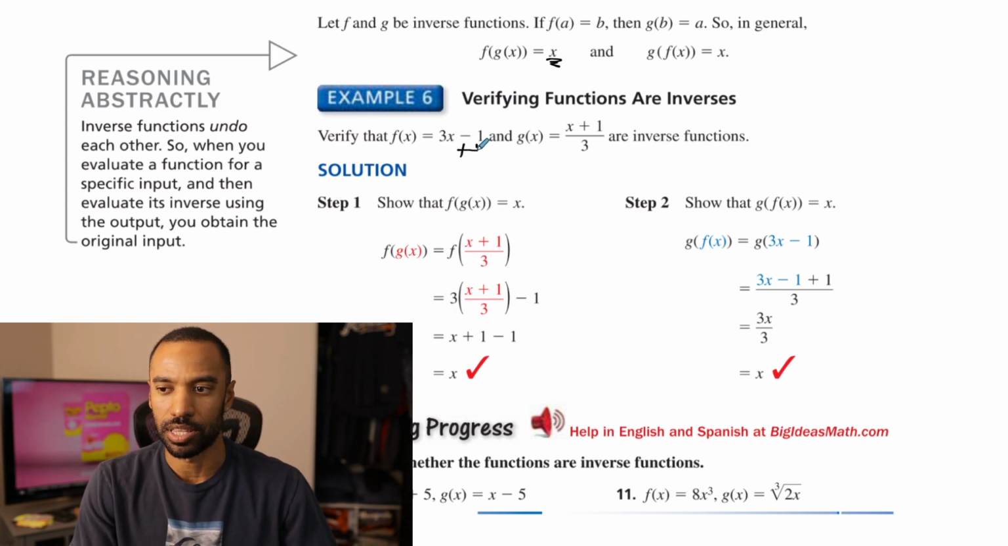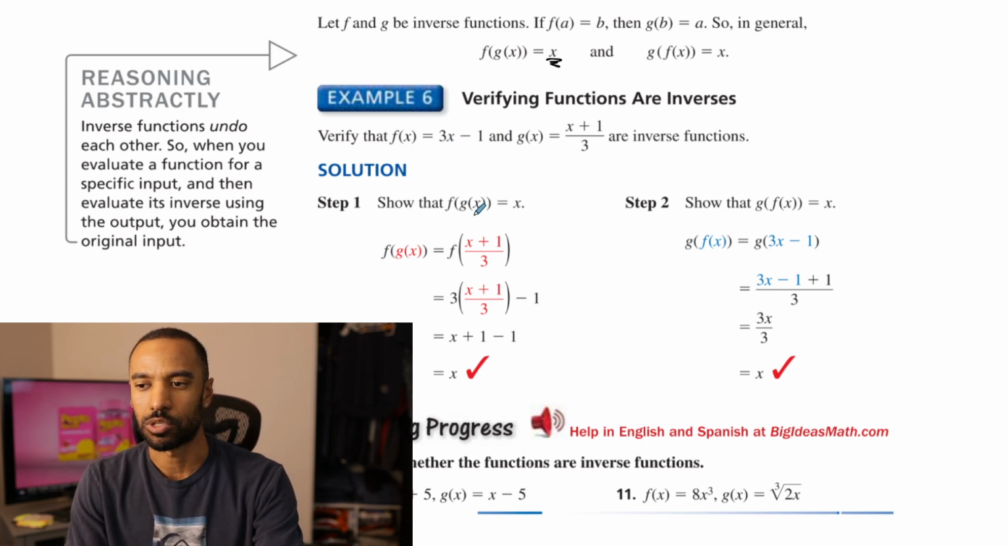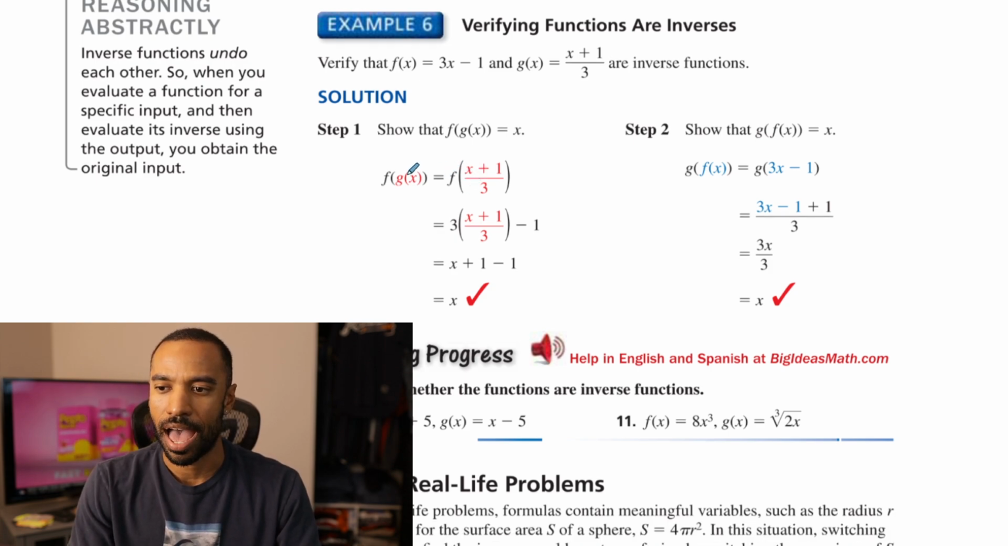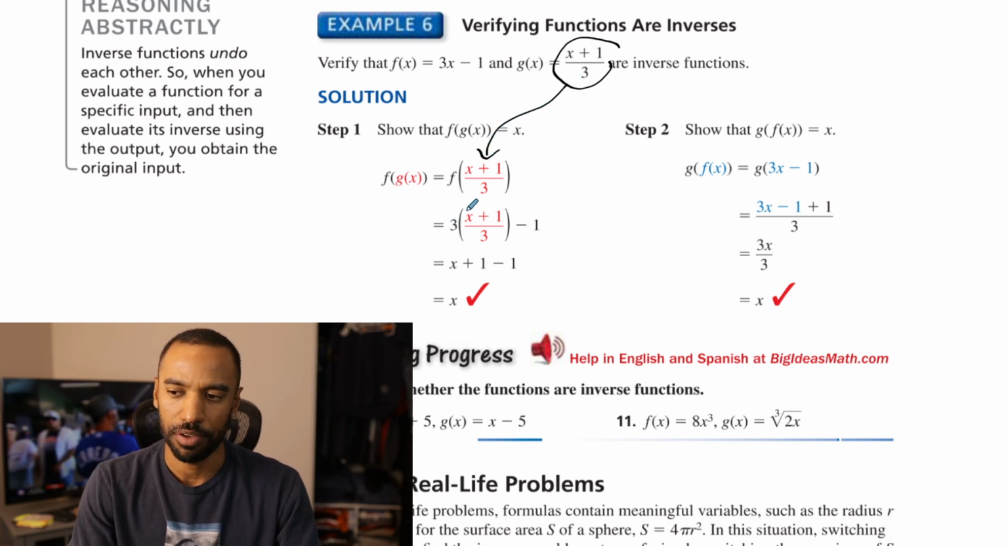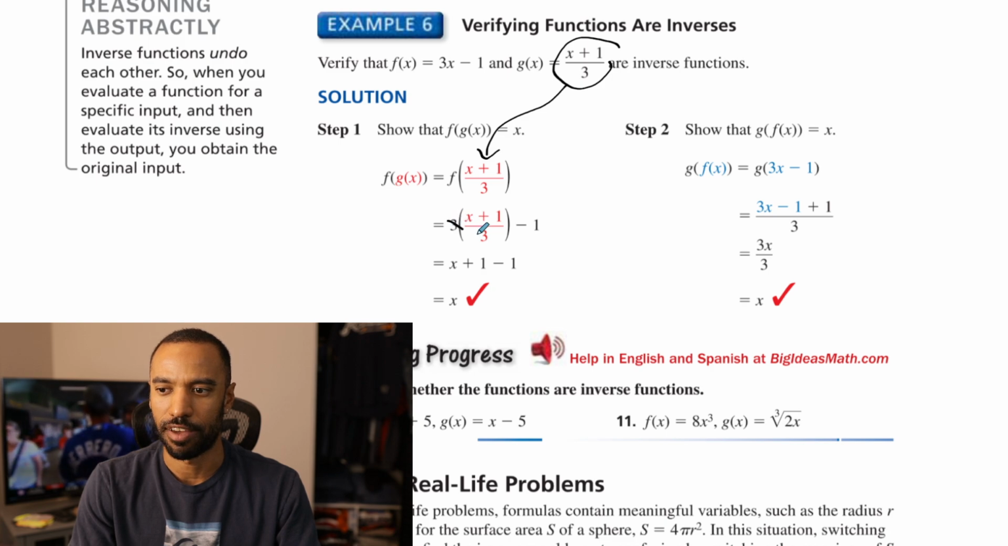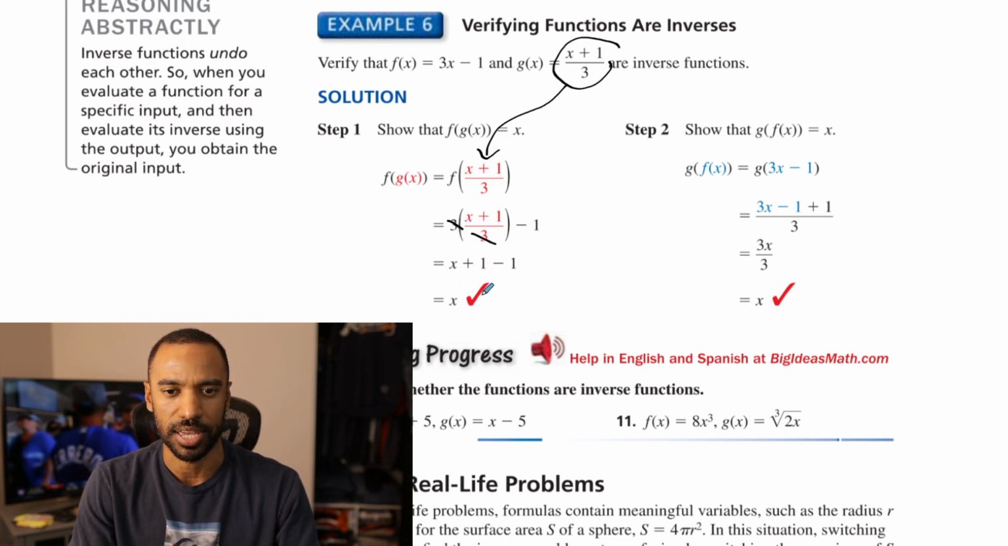If you added 1 to this thing and then you divided by 3, then you'd just be left with x because those things would cancel. And that's what you're going to see right here. When you do f of g of x, you're taking f of x plus 1 over 3. This is going to take x's place. So you have 3 times that expression. 3 divided by 3 is 1. You're left with x plus 1 minus 1. 1 minus 1 is 0. You're left with just x.